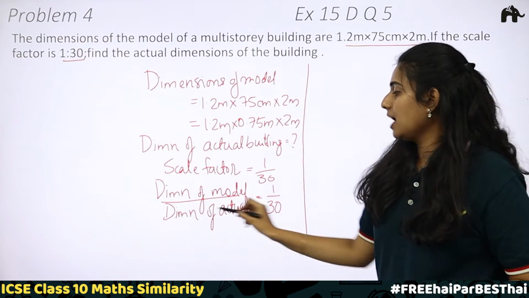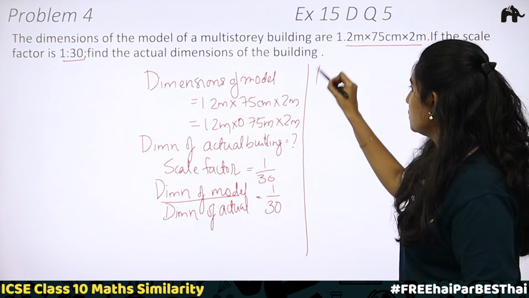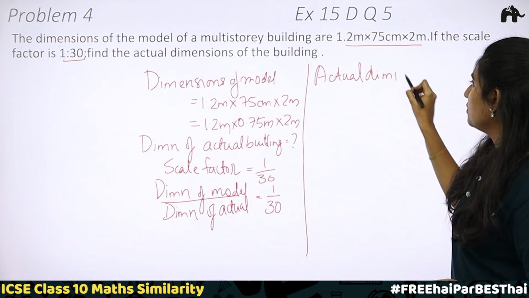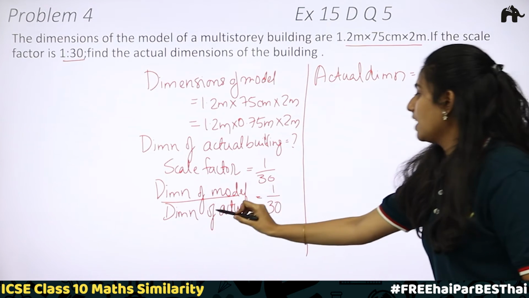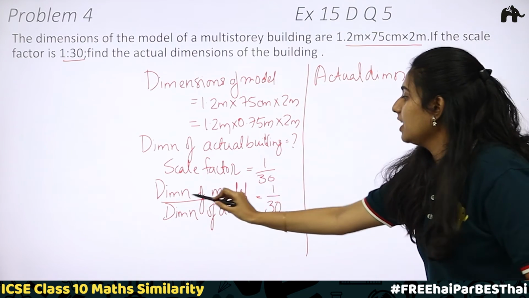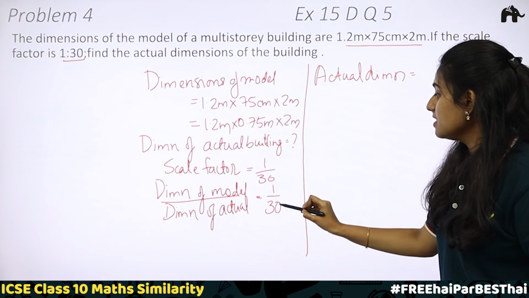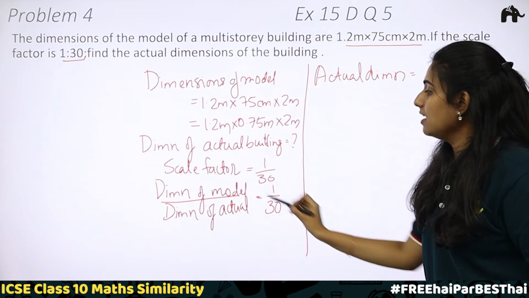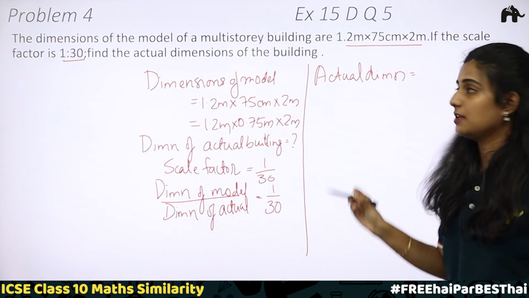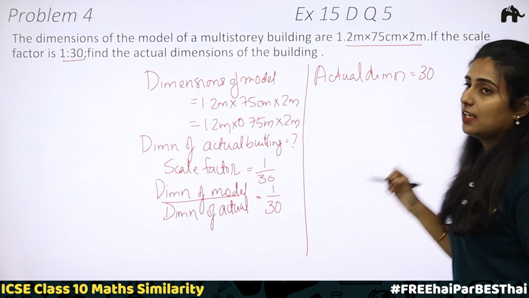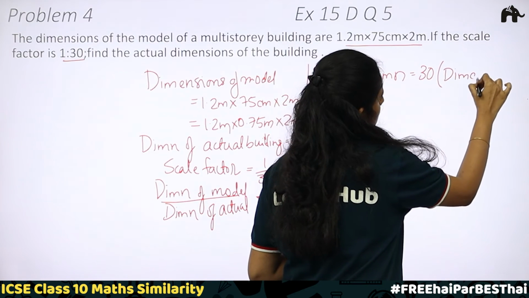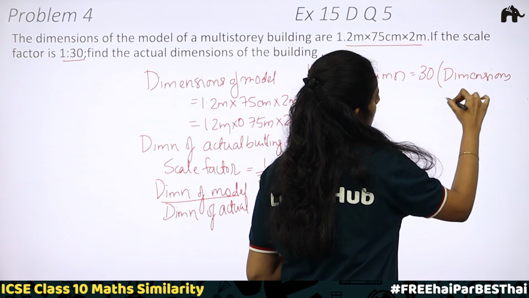Now we need to find the dimension of the actual building. Actual dimension will be equal to the actual dimension taken here. Then we have the dimension of the model and 1 by 30. This 1 by 30, the 30 goes here: 30 into dimension of the model.